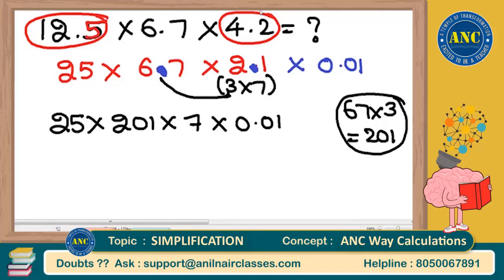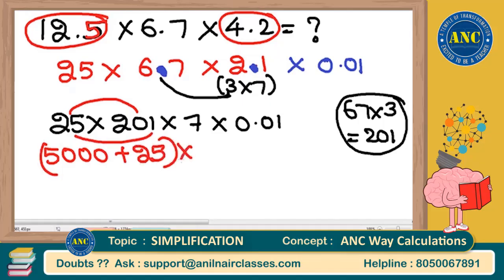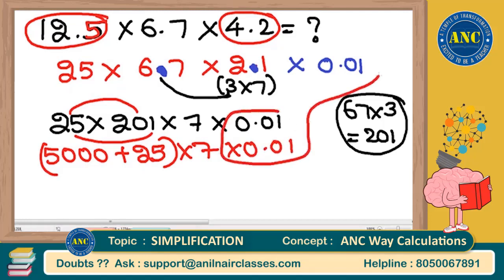Can I say, I will write like this, please observe carefully, sir. 25 into 201 I have. Can I write it as 25 into 200? It is 5000. Plus 25 into 1, multiplied by 7, with 0.01. You need not write this 0.01 every time in the paper and waste your time. You can directly write it at the end. Right? Now it is very, very easy from here.